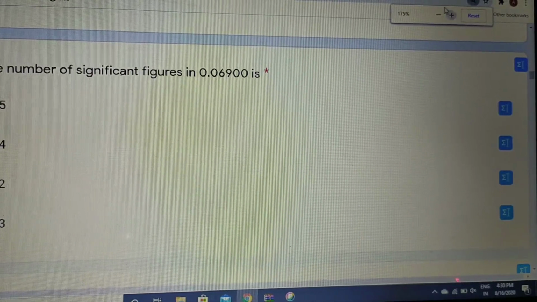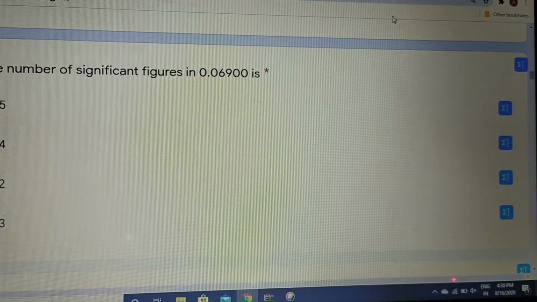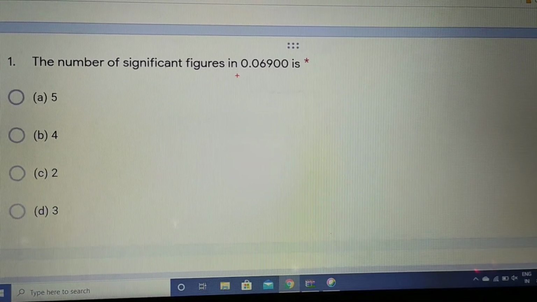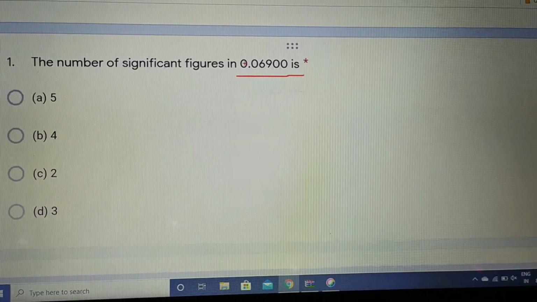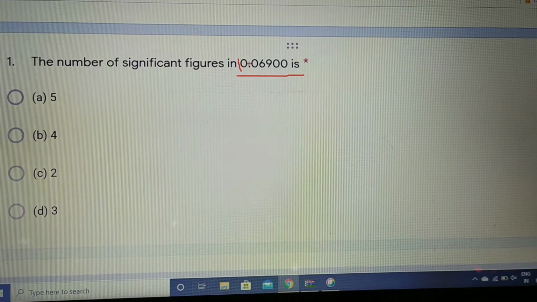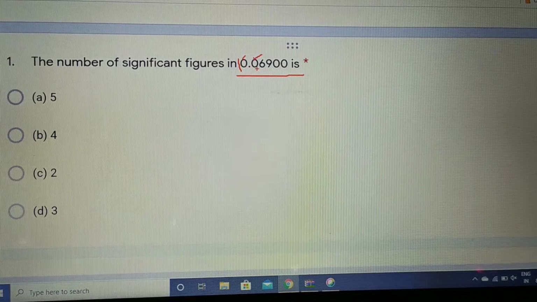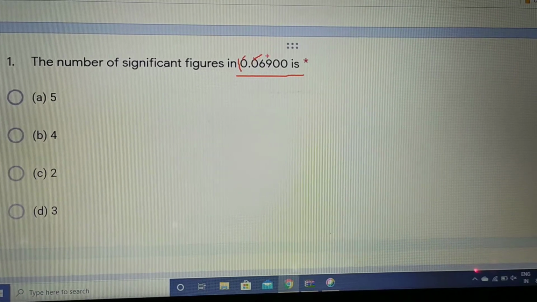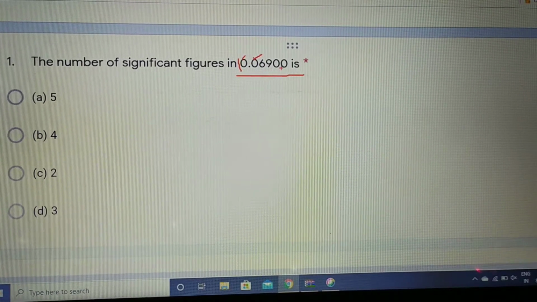The first question says, how many significant digits are there in this number? You have to find the number of significant figures in this number. We already know the rules to find the significant figures. See, the zeros in front of the number are insignificant, this 0 and after the point 0. Both the zeros in front of this number are insignificant, but we already know when there are zeros after the number.